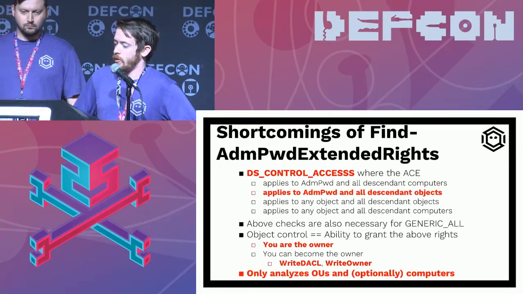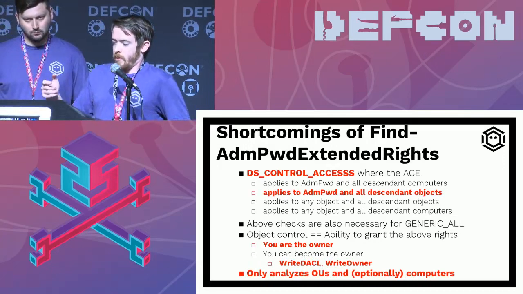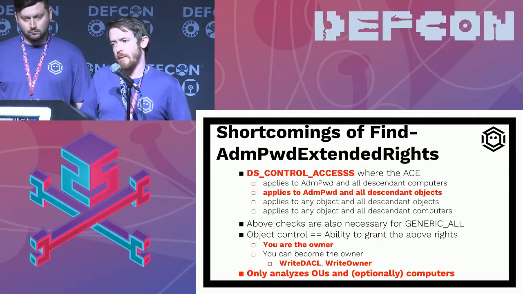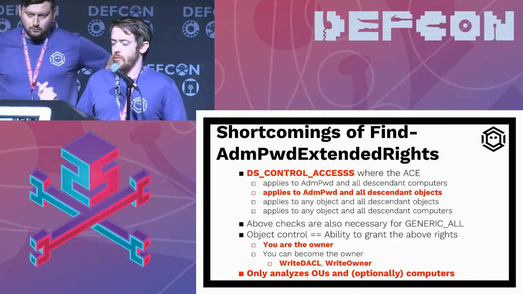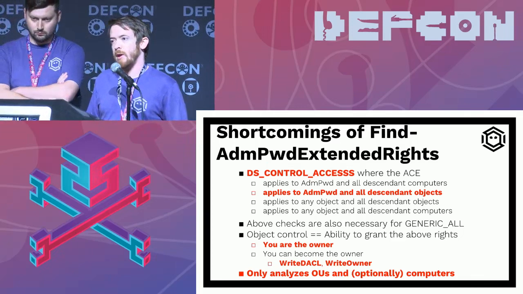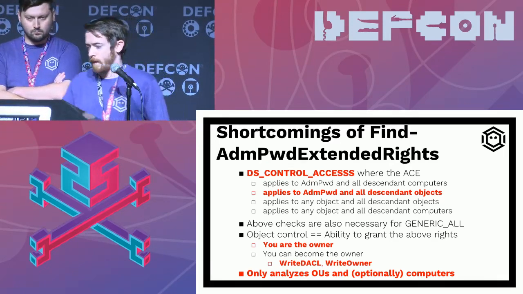These are the flaws. If DS control access is flipped, but the ACE applies to all descendant objects instead of computer descendant objects, that's an edge case. Also, it doesn't check if you're the owner, if you can write the DACL, or write the owner, and it only analyzes OUs and optionally specific computers. It doesn't check for things in the default user and computer containers.